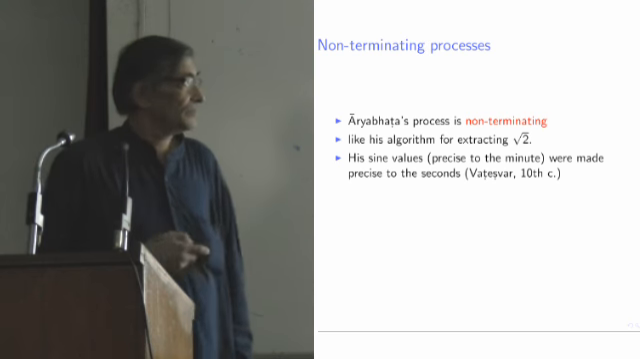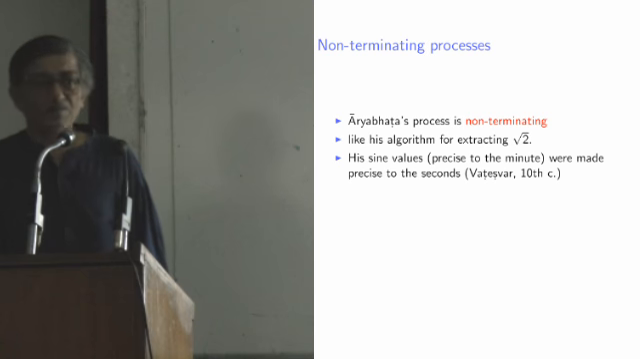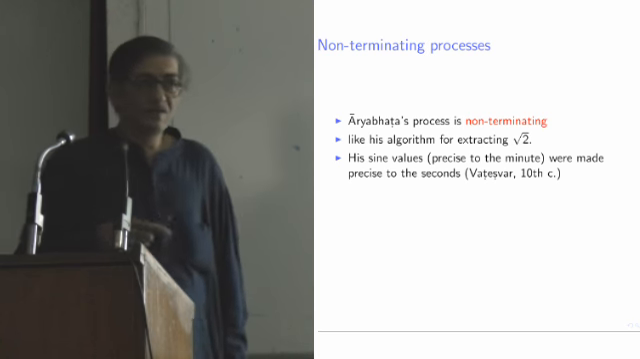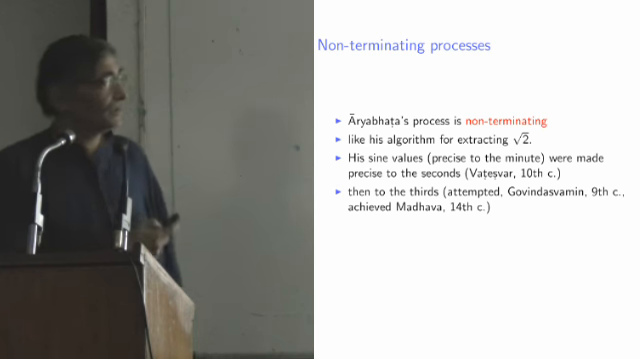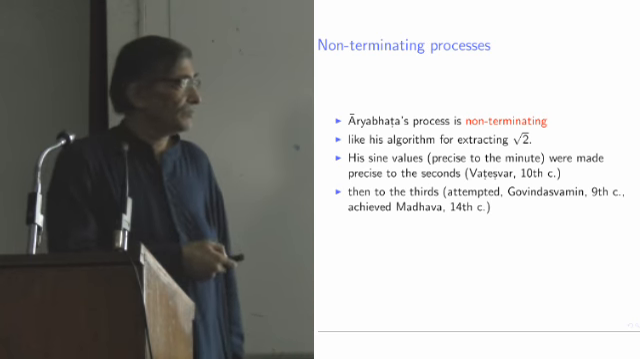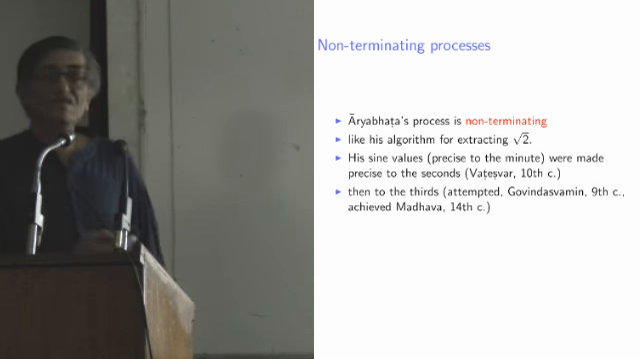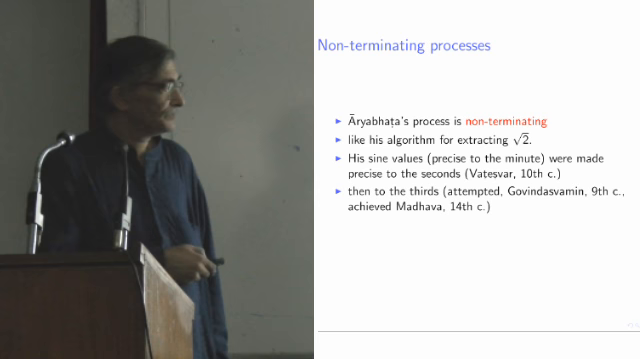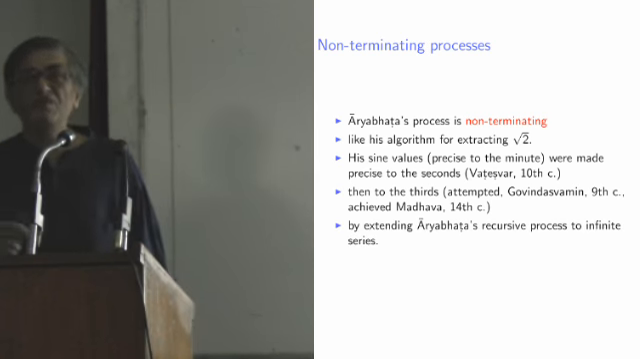Aryabhata has an algorithm for that. So Aryabhata's process developed across 1,000 years. Those values were made precise to the second by Vateshwara. Before that, people had already tried in Kerala to get them precise to the third, Govindaswami. It was achieved by Madhava in the 14th century, and he extended this recursive process to an infinite series.